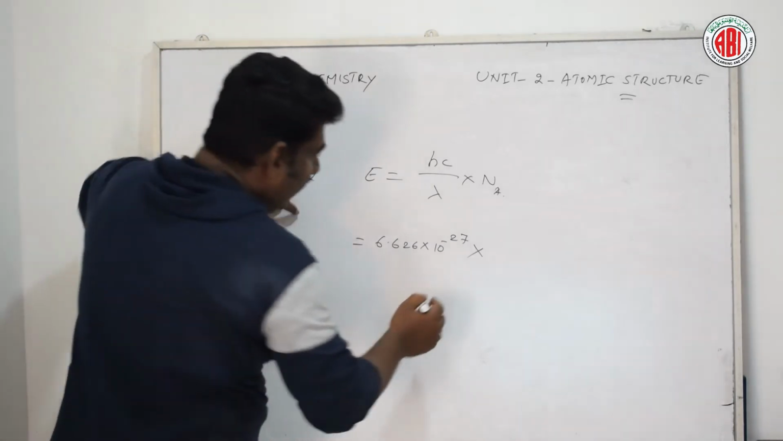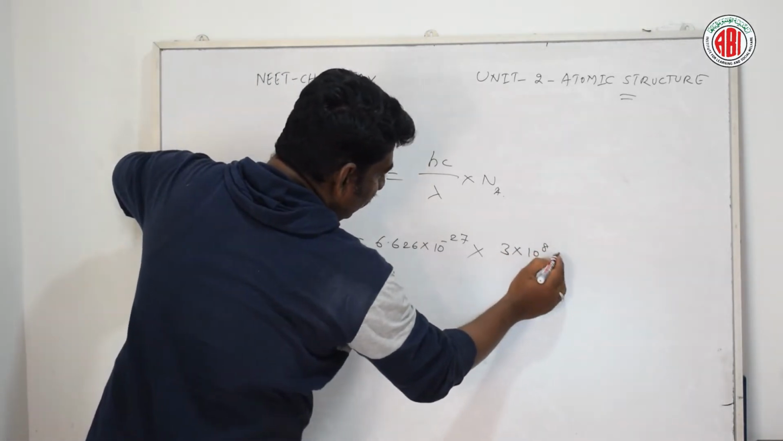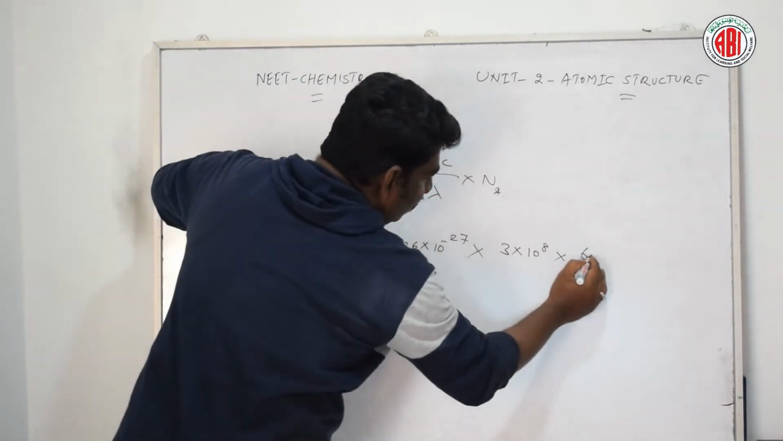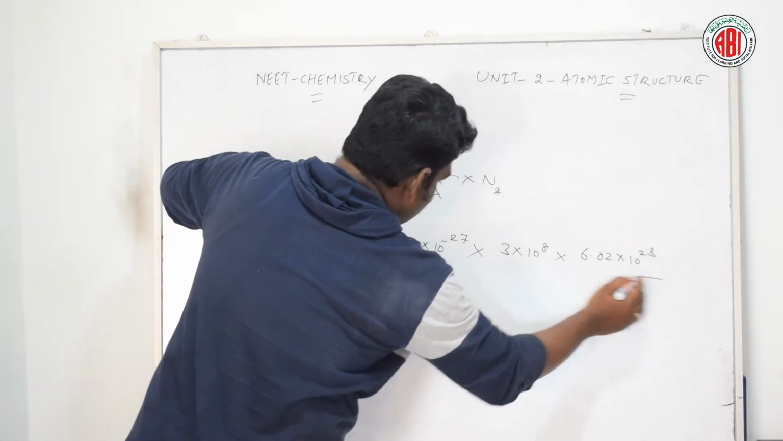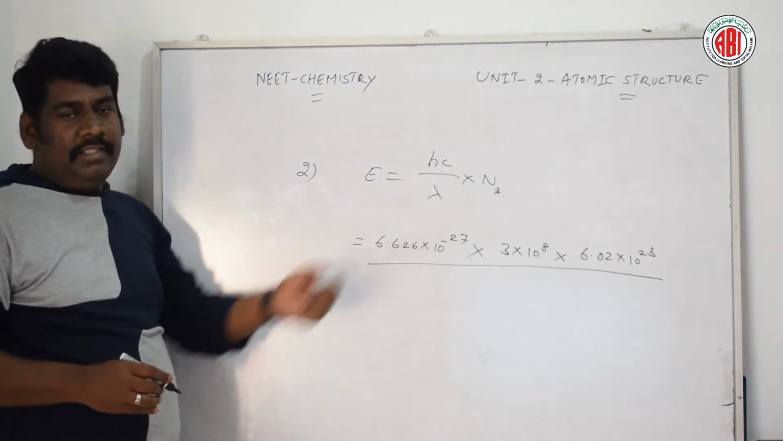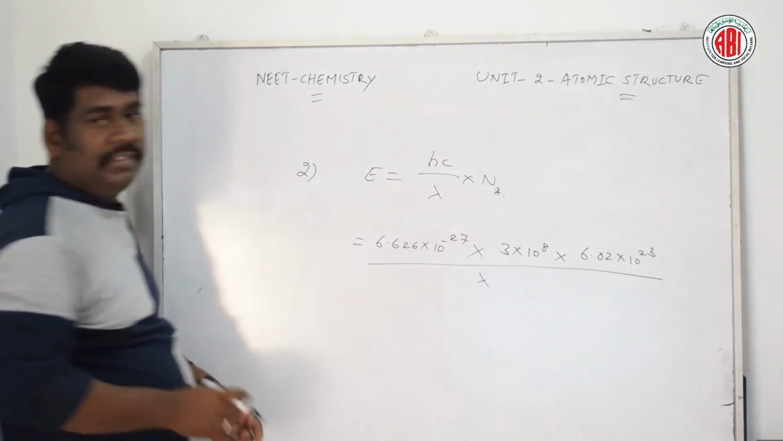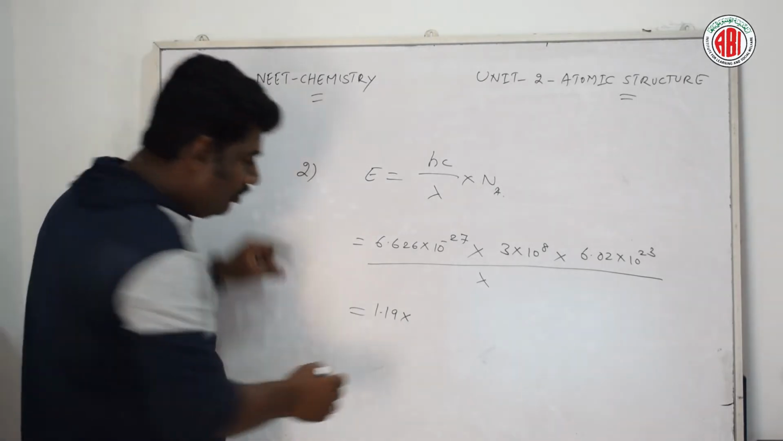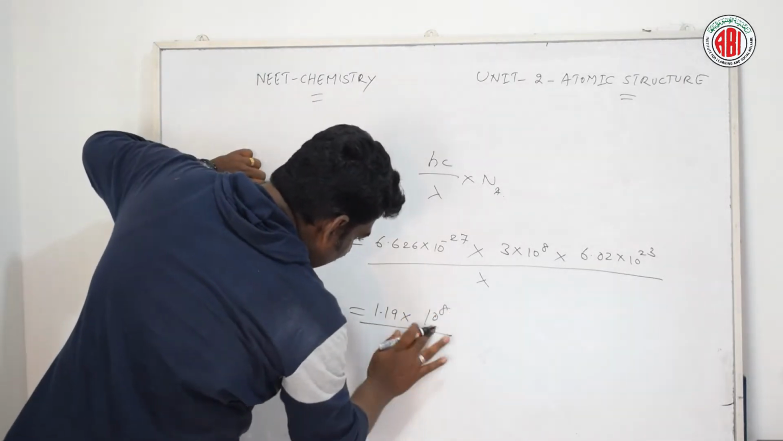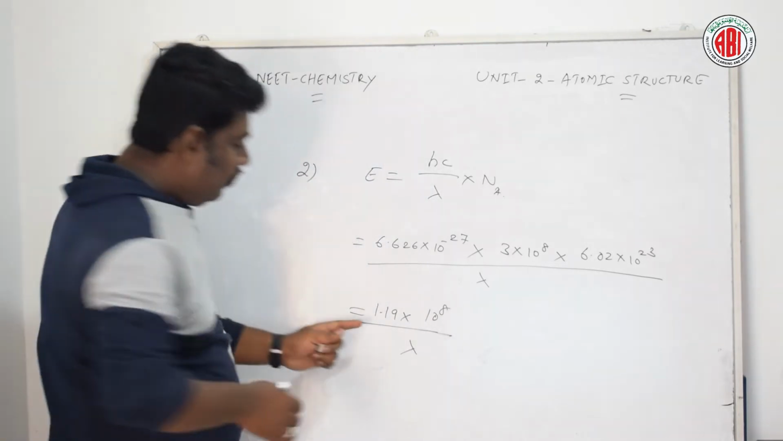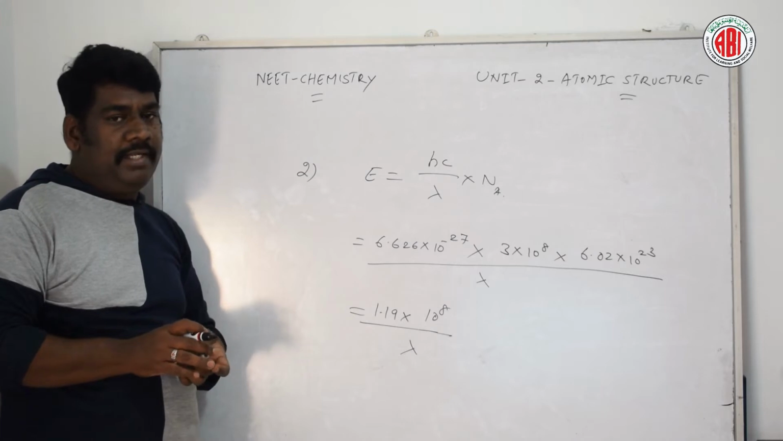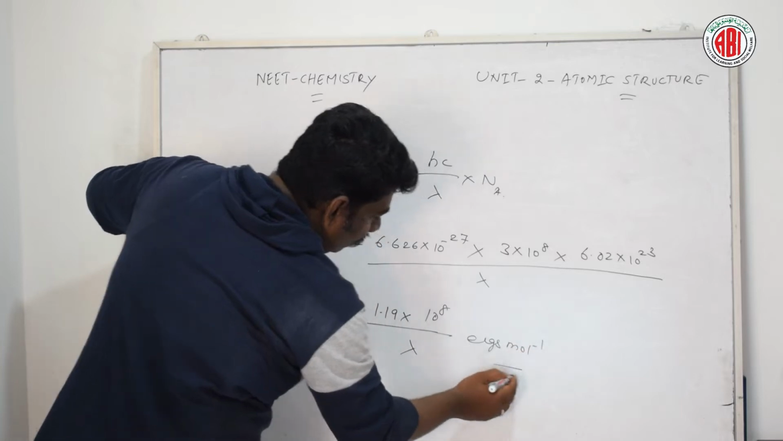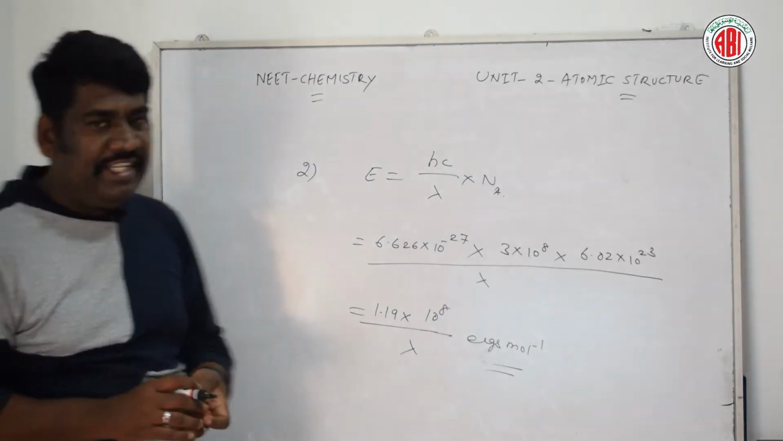C stands for speed of the light, that is 3 into 10 to the power of 8, into number of moles, that is 6.02 into 10 to the power of 23, Avogadro number, divided by lambda value, which is not given, so lambda. Simplifying this we get 1.19 into 10 to the power of 8 by lambda ergs per mole. So by this way we can solve this problem.